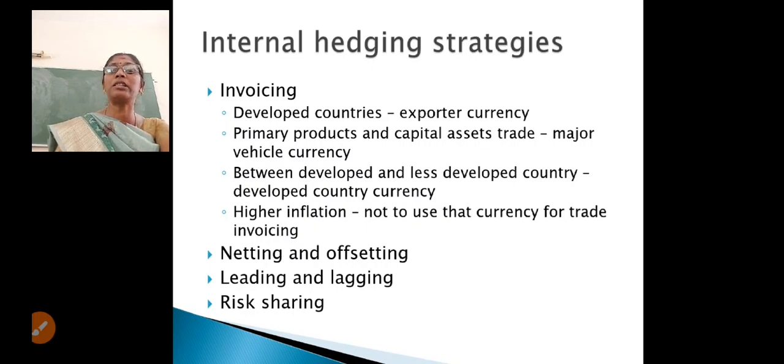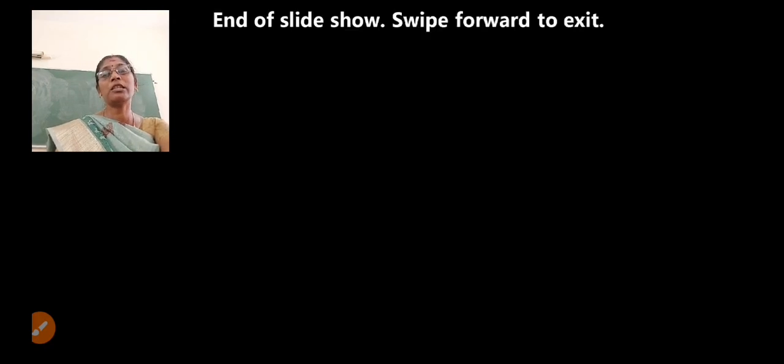The next one is risk sharing. This is an important thing where I have to check that both parties consider it a win-win strategy. So the risk has to be shared by both parties. They have to acknowledge in what way the risk has been shared, and it has to be made fair for both parties at last. So this is about internal hedging strategies. These are all the various things I wanted to express for you.